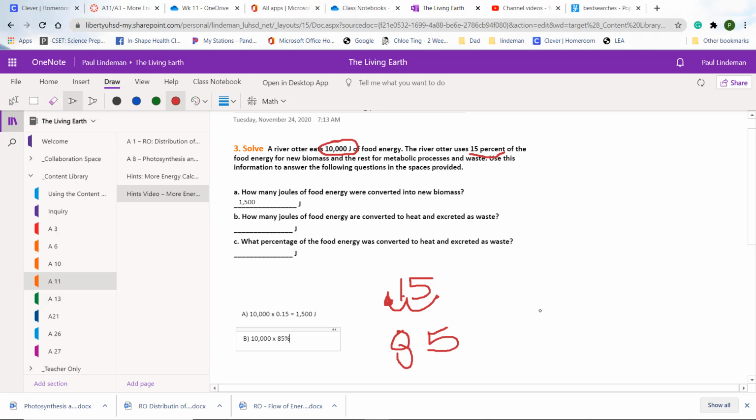An easy way to remember how many places to move it is that there are 2 zeros in the percent sign. So we're moving it 2 places, and again we're dividing by 100, so it's going to turn into 0.85. You're going to be left with 8,500.